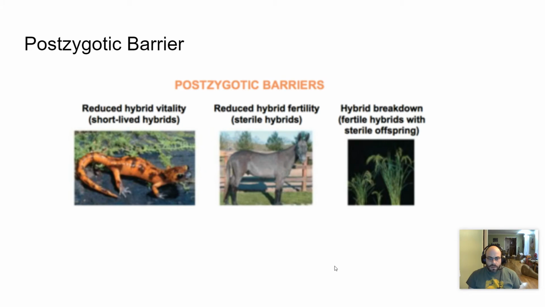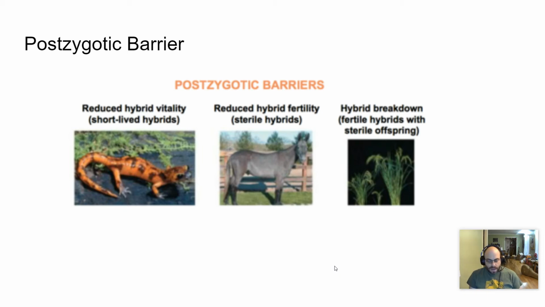Some postzygotic barriers are these three here. In each of these, again, the zygote has been created, but there's something that is preventing them from being a productive species. And I should have chosen a more blurry picture. I hate to give you a picture this clear.